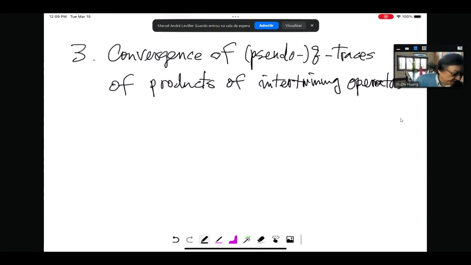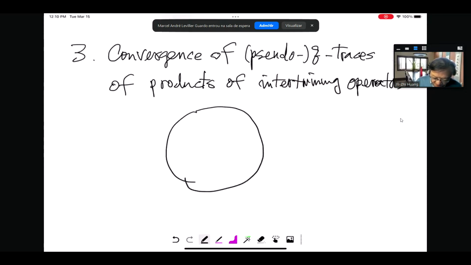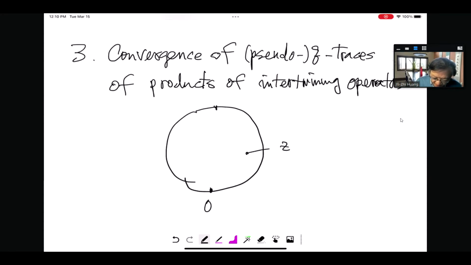So let's first look at the problem. What is the main problem for us? The intertwining operator corresponds to a so-called three-point function. A three-point function can basically be described using something like the sphere with three punctures. This is 0, this is z, and infinity.